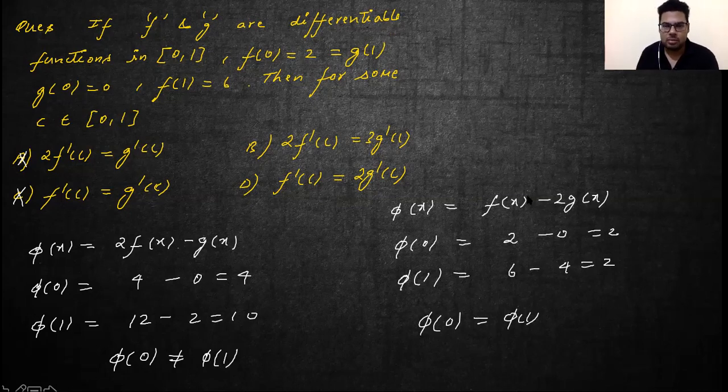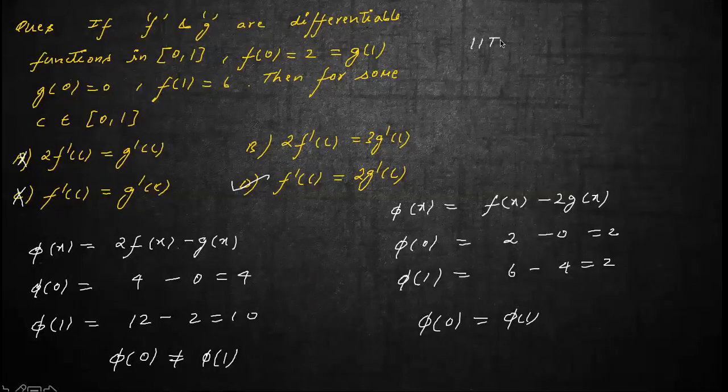So we can apply Rolle's theorem and say that phi dash c will be equal to 0, which means f dash c minus 2 times g dash c will be equal to 0, which means option D is correct. Since this is a single correct answer, you don't have to look for other options. Just look for the options which you think can make phi of 0 equal to phi of 1. Don't try to explore all the options. First of all, move to those options which you think can give equal values. This question has already been asked in IIT JEE. So let us try to solve a few more questions.